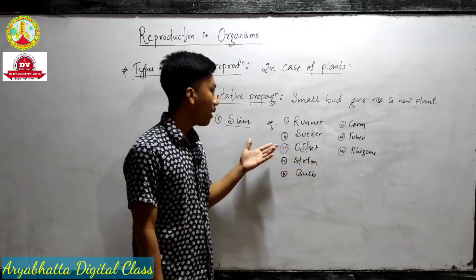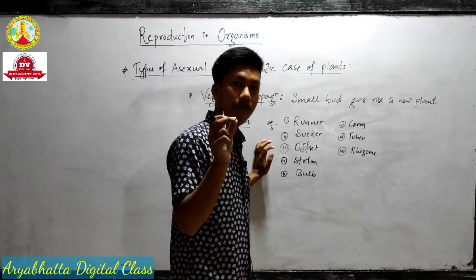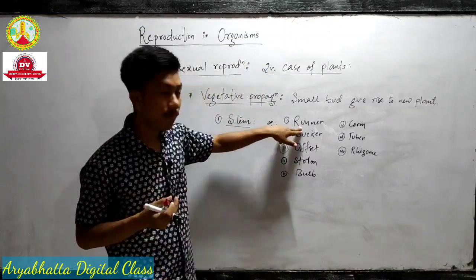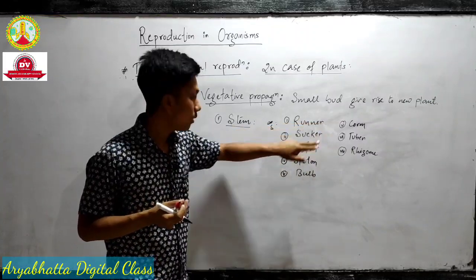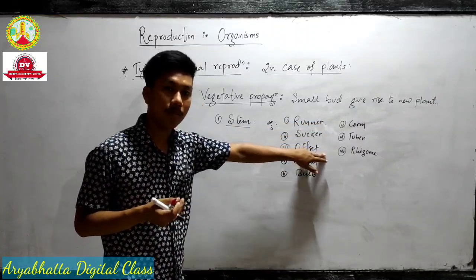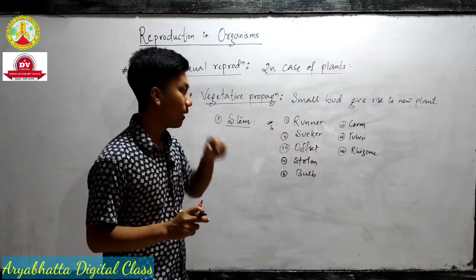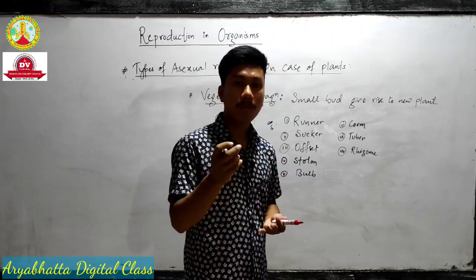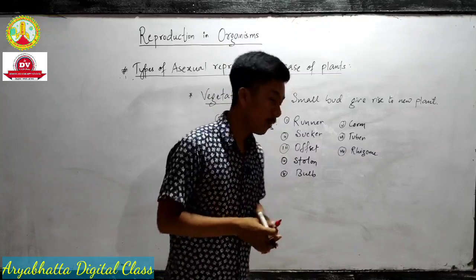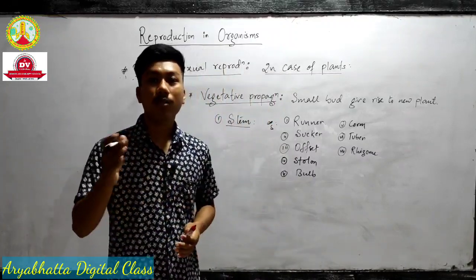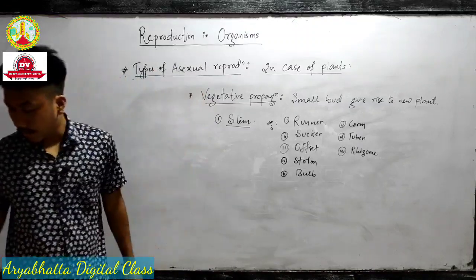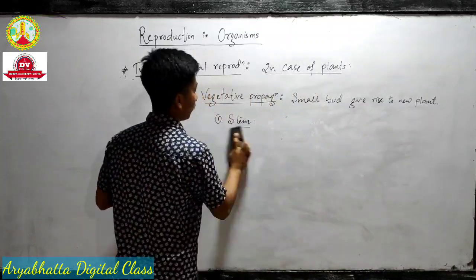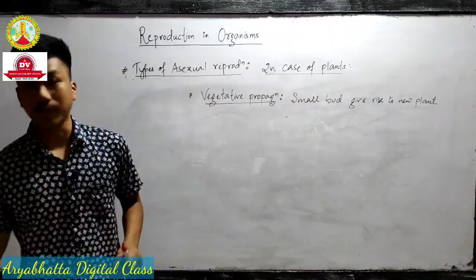In such cases, from the stem region a small bud develops which gives rise to a new individual, and there are different terms given to the different plant bodies. If it is a runner, give an example; if it is a sucker, an example; offset, along with the example and one line definition. You write it down by yourself. These are the stem vegetative propagation.